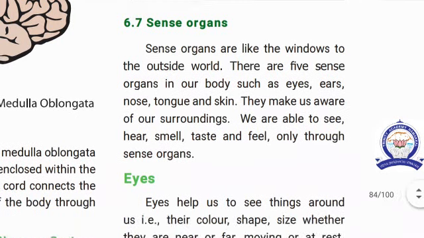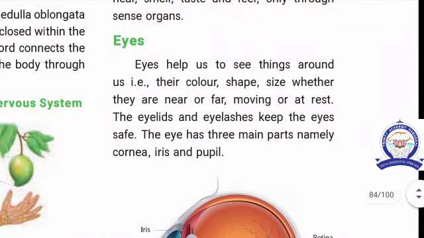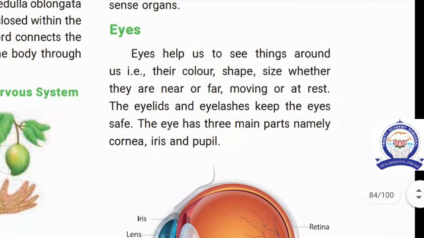The first sense organ is the human eye. The eye helps us to see things around us, to look at the color, shape and size. They are near or far, moving or at rest. The eyelid and eyelashes keep the eyes safe. There are three main parts of the eye.